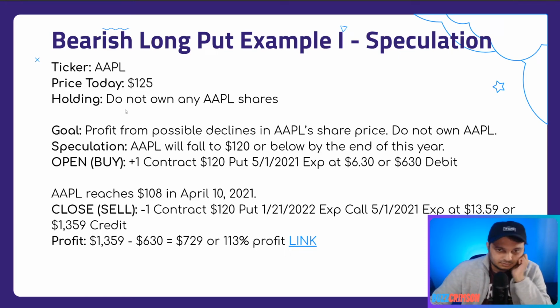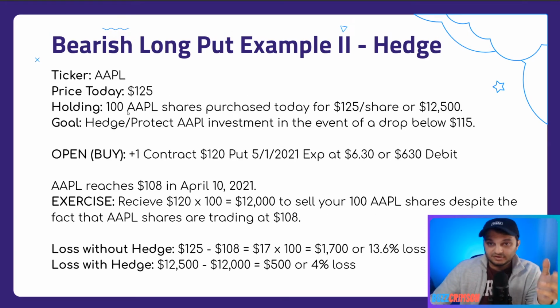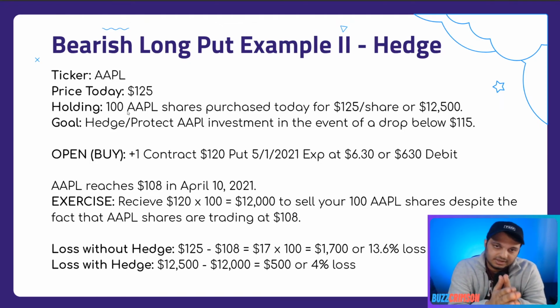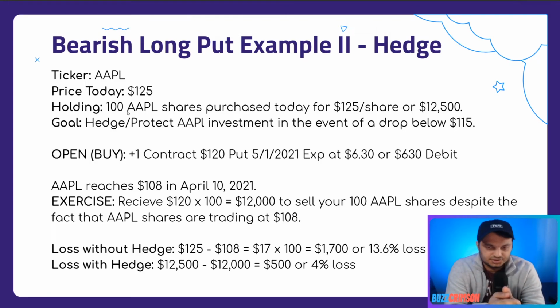Okay, now we're gonna look at an example for hedging. So again, Apple price today is 125. In this example, I do own 100 shares of Apple, okay? And I bought them today at $125 each. So I paid $12,500 to buy 100 shares today. Now, my goal is to make sure that I don't lose money in the event of Apple shares dropping below 115. Okay, so that's my 115. That's my worst case scenario.